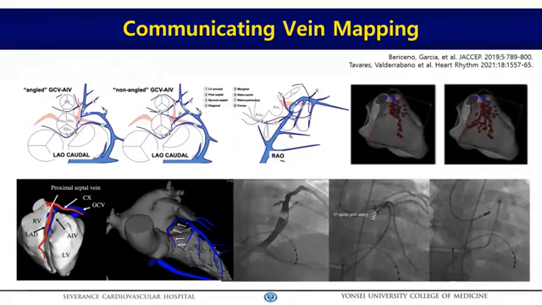In this example, you can map the communicating vein by PCI guide wire and ablate from the corresponding endocardial side.